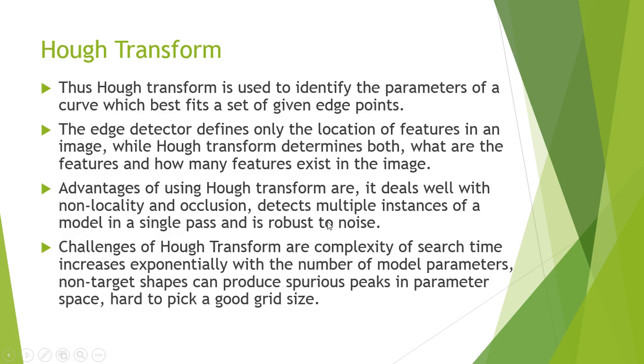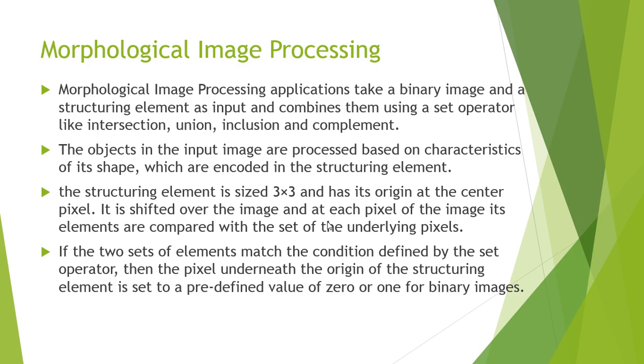Advantages of using Hough transform are: it deals well with non-locality and occlusion, detects multiple instances of a model in a single pass, and is robust to noise. Challenges of Hough transform are: complexity of search time increases exponentially with the number of model parameters, non-target shapes can produce spurious peaks in parameter space, and it is hard to pick a good grid size.